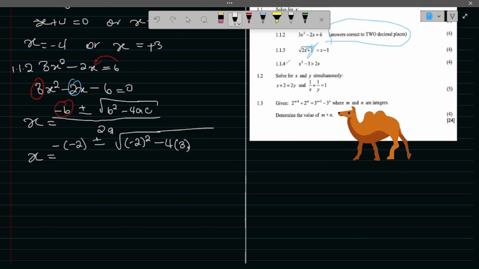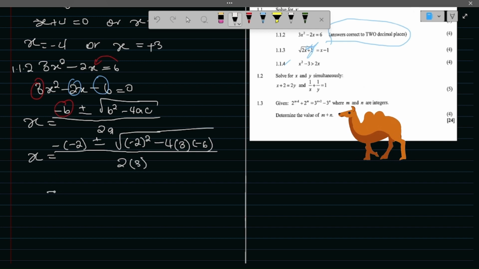And then you say 4a, and then c, the value of c. The value of c, guys, is the constant, so we take minus 6, and then it's all over 2, and the value of a is 3. So let's punch it into our calculator.